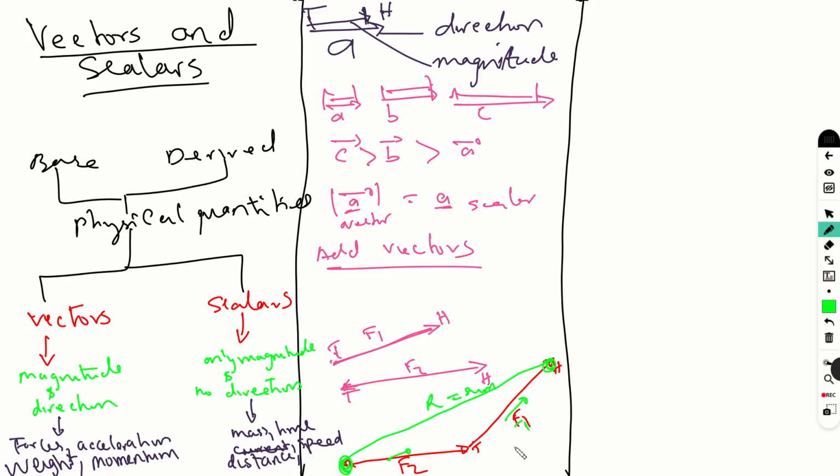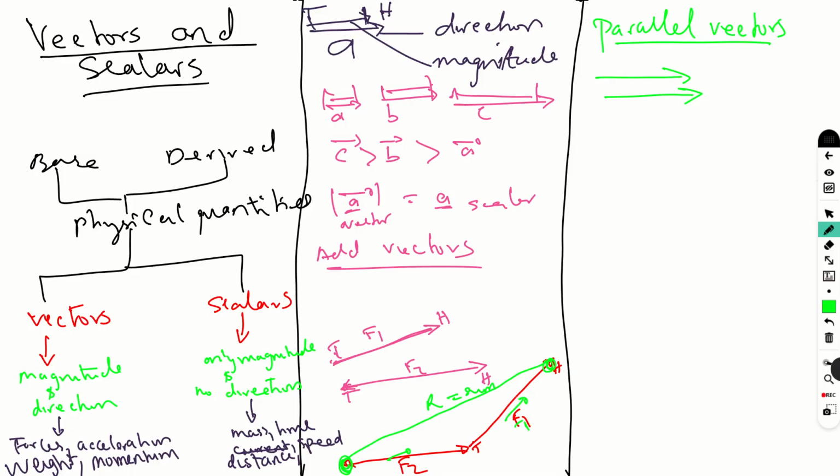So in adding vectors, there are two cases we are going to look at at your level: parallel vectors and non-parallel vectors. Let's look at parallel vectors first. Parallel vectors means vectors moving side by side, like this. The first thing in adding vectors is to check which direction they are moving. Are they moving in the same direction or in opposite directions?